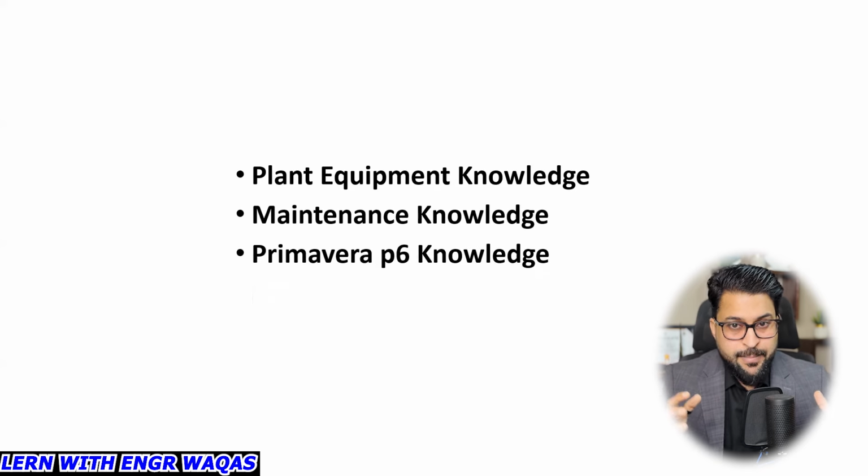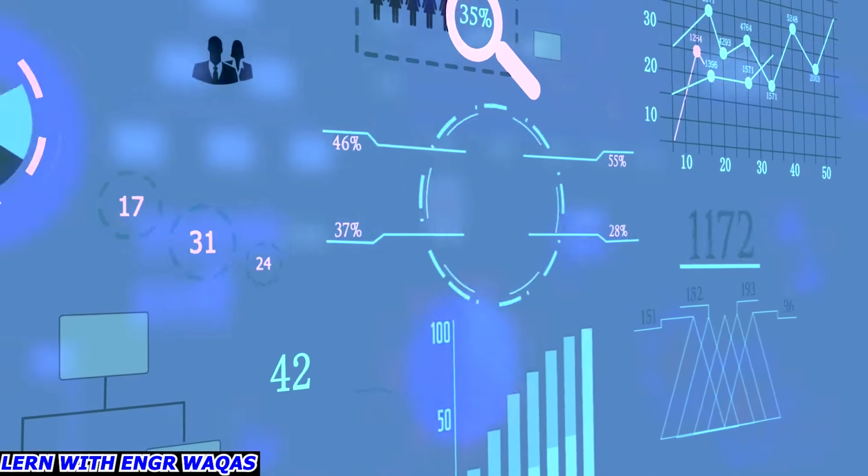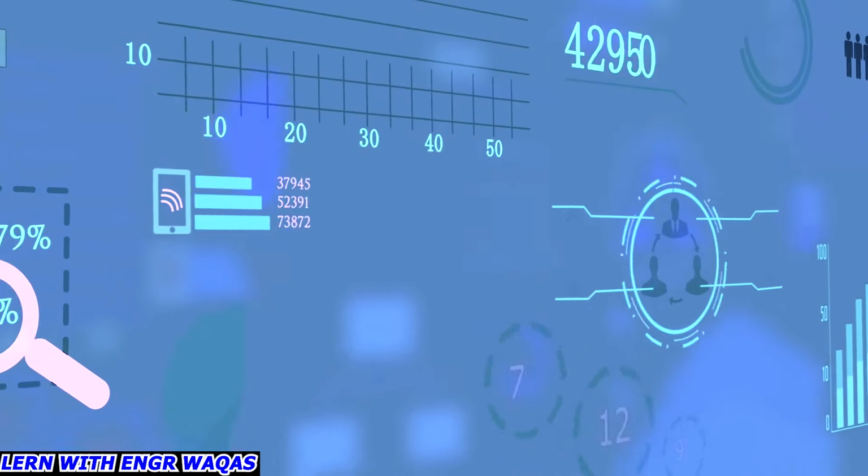Equipment knowledge and maintenance knowledge is going to help you understand the data, and Primavera P6 as an application tool is going to gather that data in a specific shape, in a specific trend, like scope management, schedule management, cost management, and resource management. But before that, I know that all of you are more interested in how you are going to benefit from this skill set after learning it.